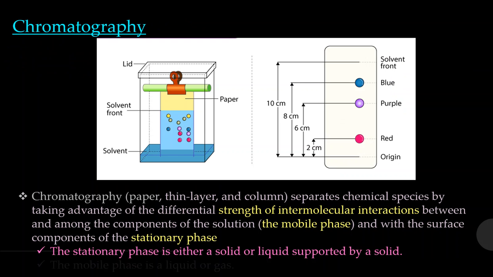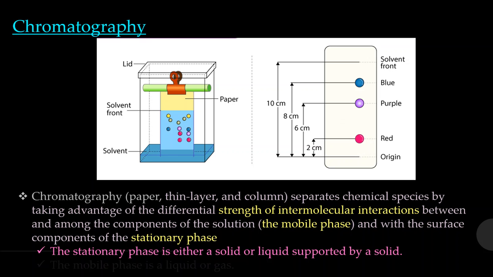So recapping the start of chromatography, there are 3 types of chromatography. There's paper, thin layer, and column chromatography. I'm going to talk about each one individually. And basically it takes advantage of the strengths of the intermolecular interactions or intermolecular forces, and it separates them based off of the attractive forces.